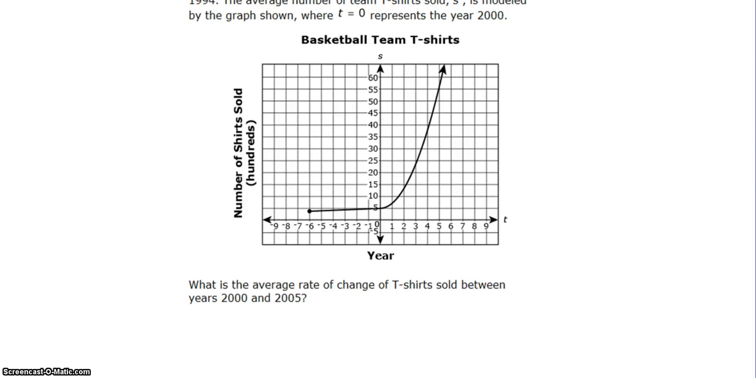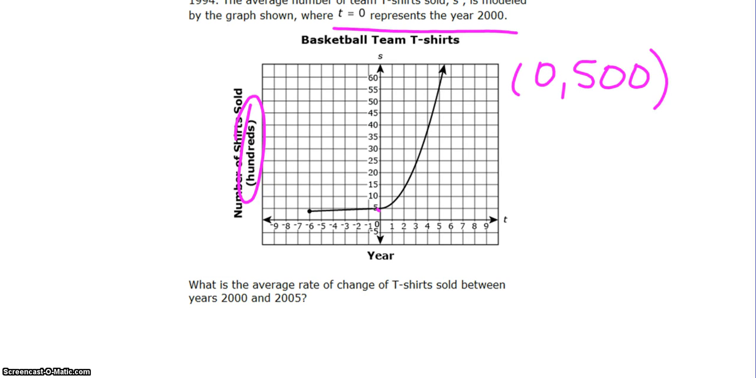So what we're looking at here, the key piece of information is when T equals 0, that's the year 2000. So in the year 2000, we sold 500 t-shirts. Now you're thinking, Miss Norton, that only says 5. Be careful here. Sometimes it'll say in the hundreds, in the thousands. So in the year 2000, we sold 500 shirts. I think 500 is a good starting point.